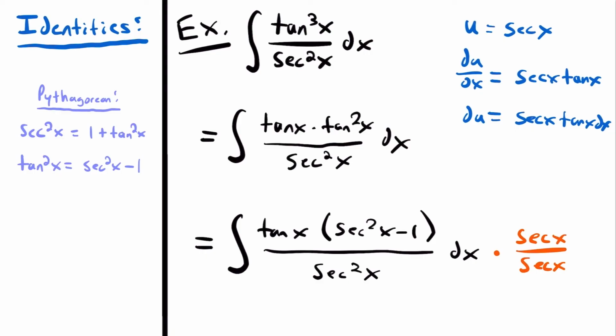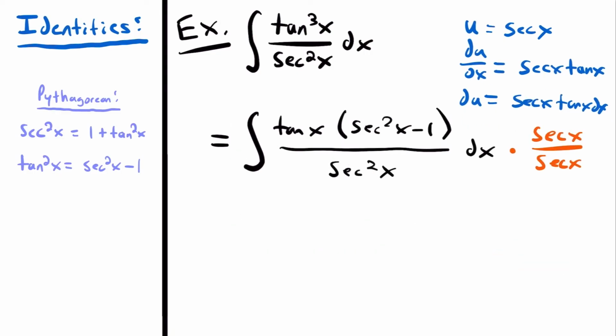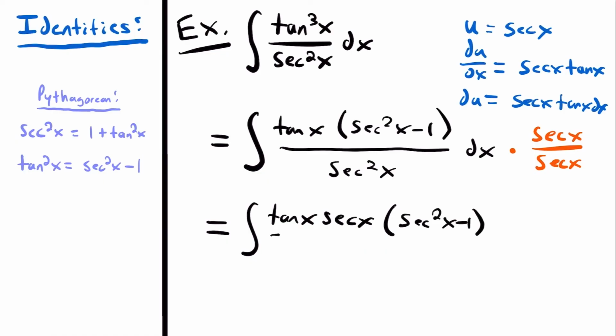And so if I clean up my work here, we can rewrite this integral to be equal to the integral of tangent x times secant x, right? That secant x comes from right here, and that will be multiplied by secant squared x minus 1 divided by secant to the third power of x dx.